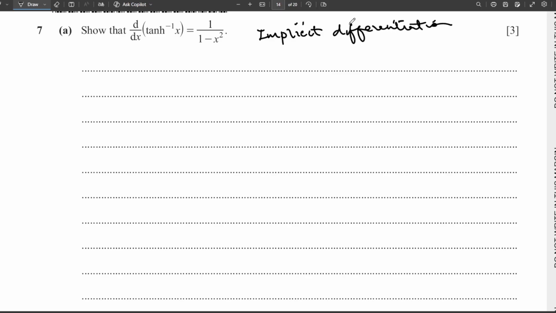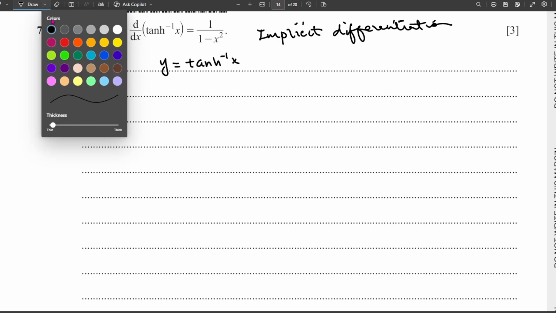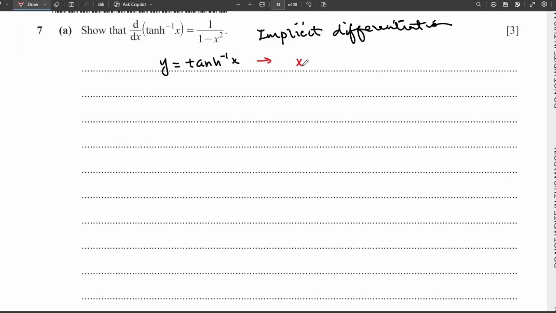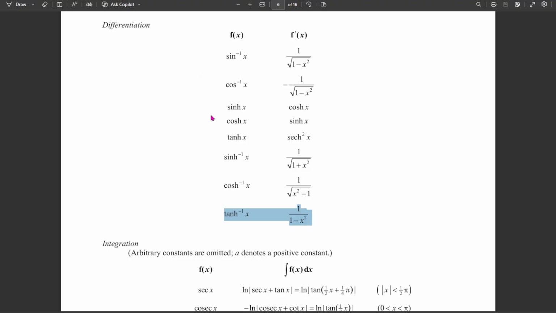First let's assign this inverse hyperbolic tangent as a variable, let's say y. So y is the inverse hyperbolic tangent of x, and therefore x will be the hyperbolic tangent of y. This is just the inverse property. Now we differentiate this hyperbolic tangent of y, and we know how to differentiate it using the formula here.